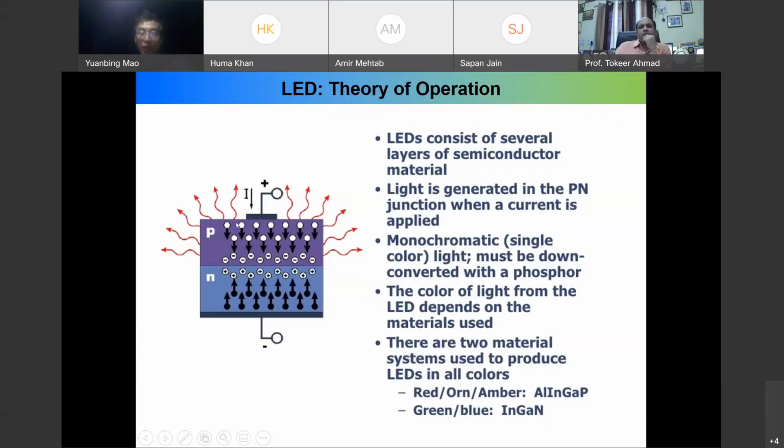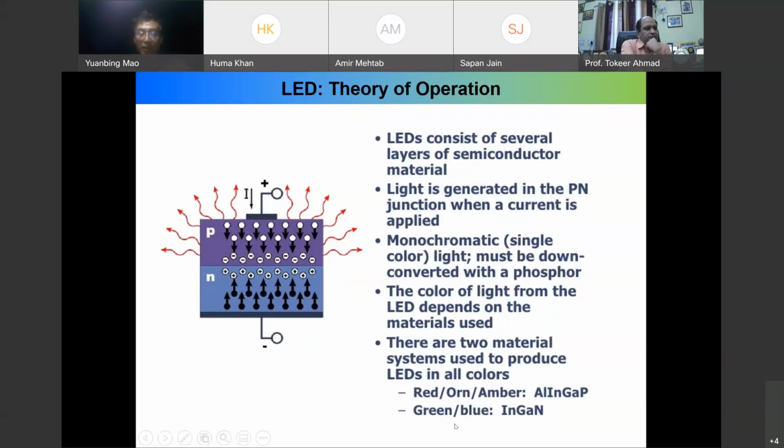The color of light from the LED depends on the materials used. So these are the layers of materials, and that's important. There are two major material systems used to produce LEDs in all colors. For example, red, orange, and amber use this composition, and then green and blue use this composition. So it's more nitride, and this is phosphide. That's the key.